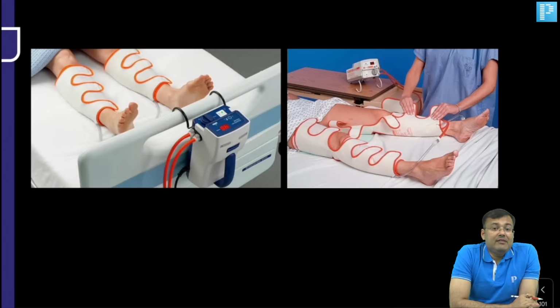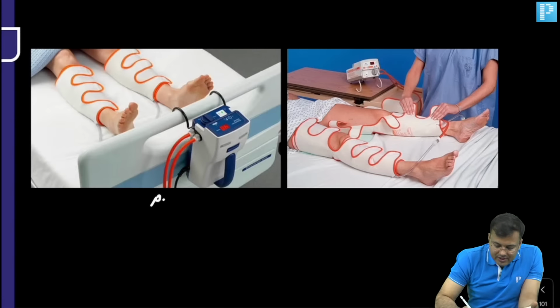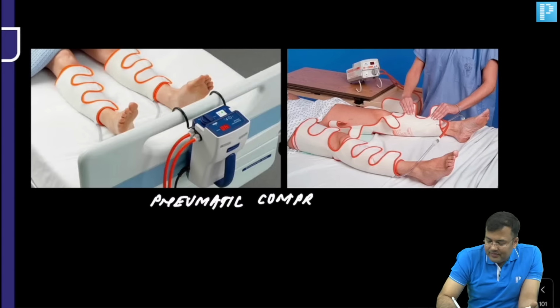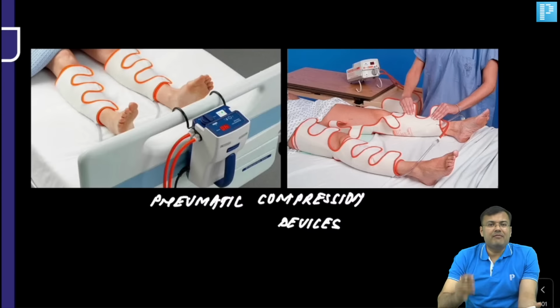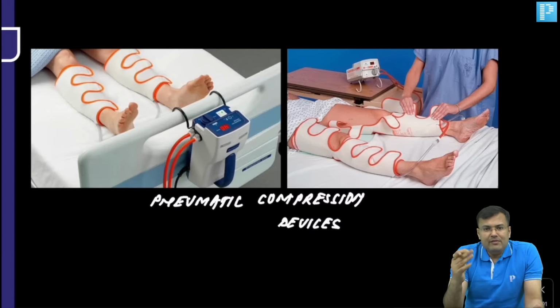To prevent DVT, we are using this. What is the name, guys? I am waiting. This was asked in INI-CET. This is pneumatic compression devices. These are sequential or pneumatic compression devices for intermittent compression, the most commonly used method for preventing DVT.